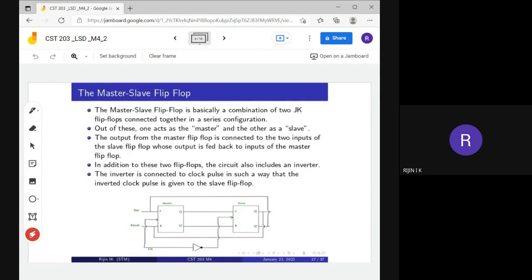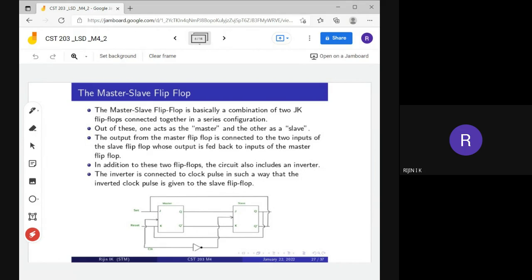So the main idea is we need to solve the problem of race around condition. That is why we are using this master slave flip-flop configuration. In a master slave flip-flop, two JK flip-flops are used, and these two JK flip-flops are connected together in a series configuration.